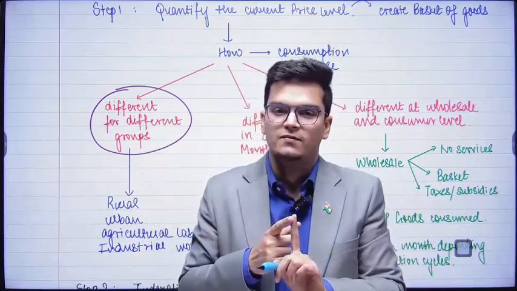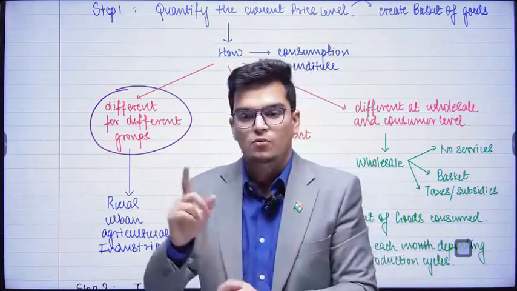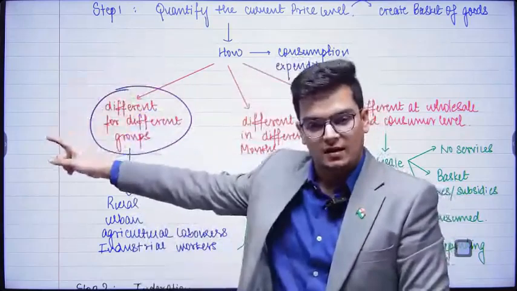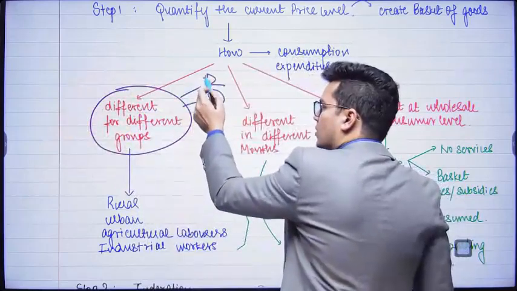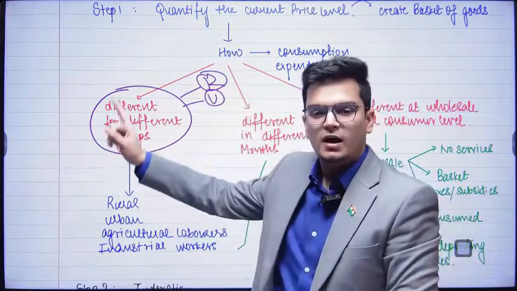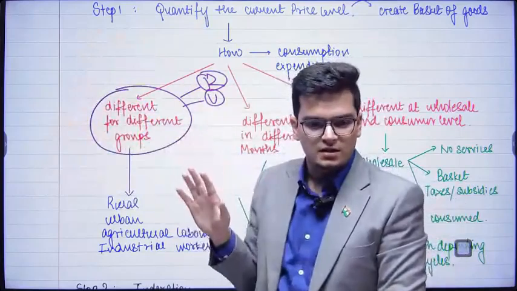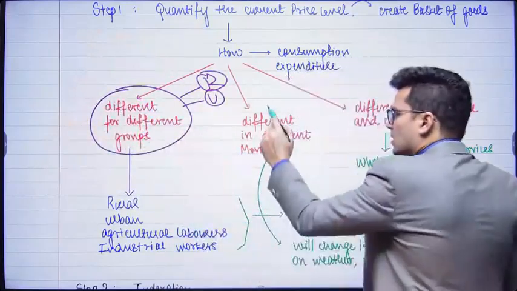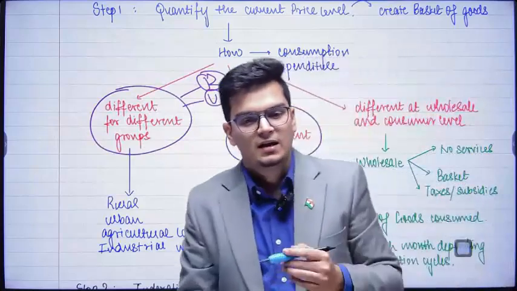Basket of goods will be different and prices will also be different, right? मुझे बास्केट ऑफ गुड्स का प्राइस लेवल निकालना है, तो रूरल एरियाज का, अर्बन एरियाज का अलग होगा, राइट? तो पहली तो ये प्रॉब्लम है कि अगर मैंने एक इंडिया लेवल पे बना दिया तो अलग अलग ग्रुप्स के लिए अलग अलग चाहिए. दूसरा, हर मंथ में अलग होगा. देयर विल बी डिफरेंट इन डिफरेंट मंथ्स.